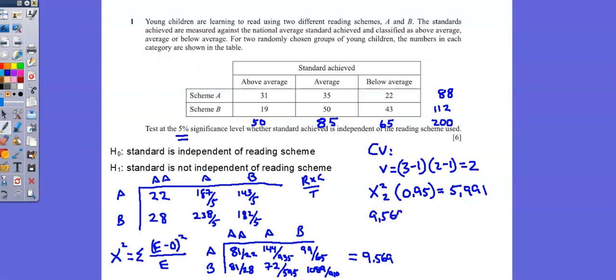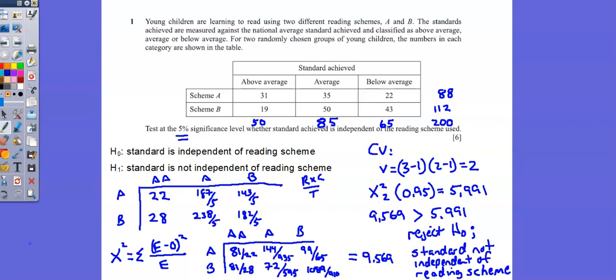In my comparison, 9.569, the test statistic, is greater than 5.991, the critical value. Therefore, I will reject the null hypothesis and describe what that means. Standard is not independent of reading scheme. This completes the requirements for question 1.